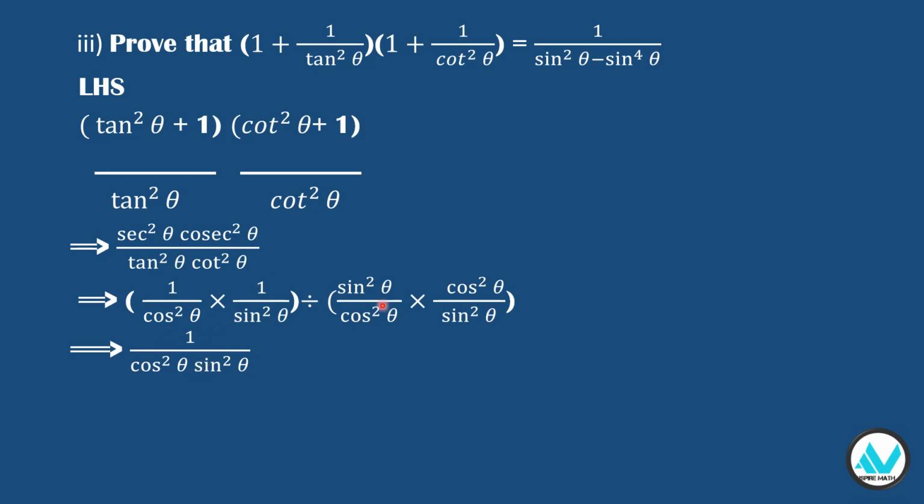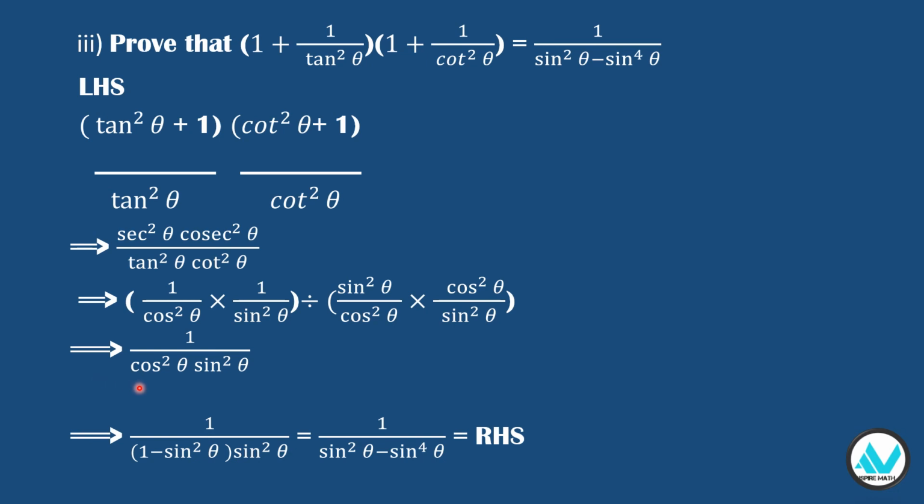Again I look at my RHS. Again the answer is in terms of sine ratios. So let me change cos in terms of sine, which gives me 1 by cos square theta is nothing but 1 minus sine square theta into sine square theta. Now when I multiply the sine square theta inside, I get 1 by sine square theta into 1 is sine square theta. Sine square theta into sine square theta is nothing but sine power 4 theta, which is my RHS.